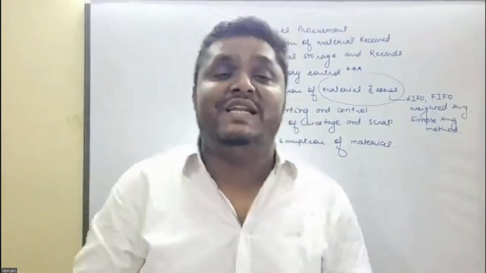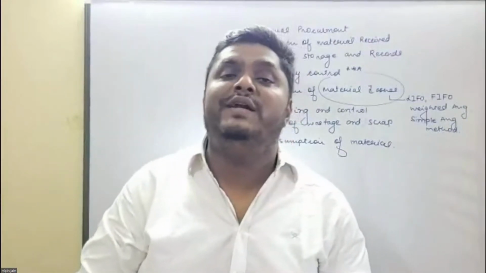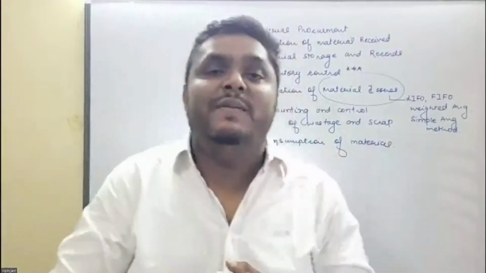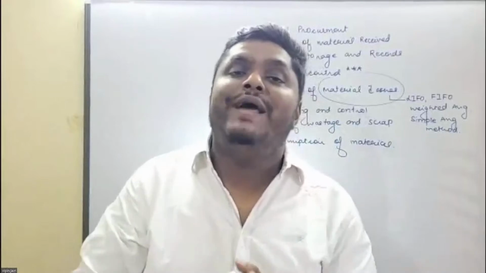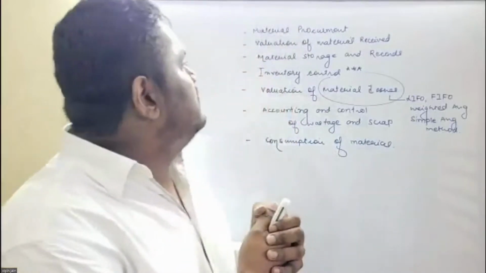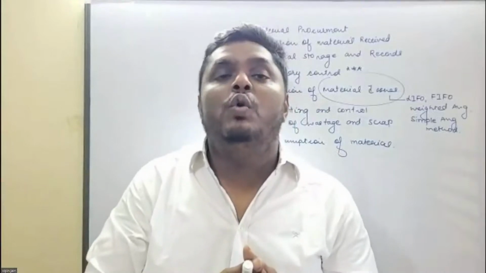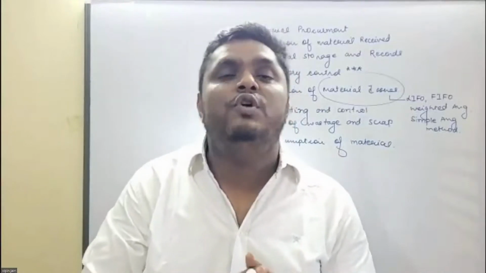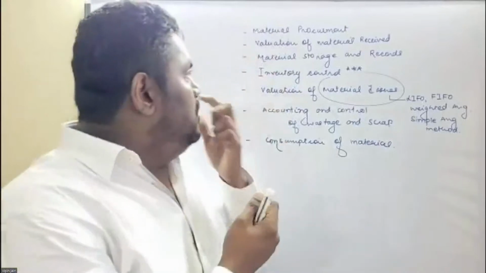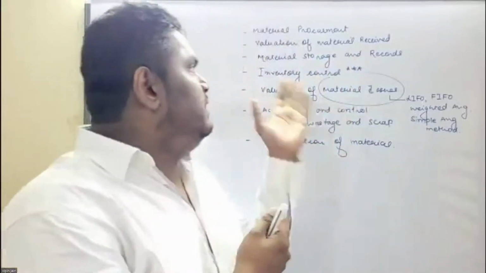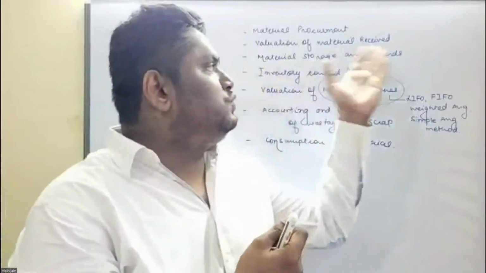That is, first part starts right from the procurement of material, how to procure material from the outside supplier. Thereafter, once the material is in our hands, at what value it should be recorded in books of accounts. Further, what all records the storekeeper has to maintain to avoid any sort of unauthorized usage or misusage of raw material. So this part, material storage and records.